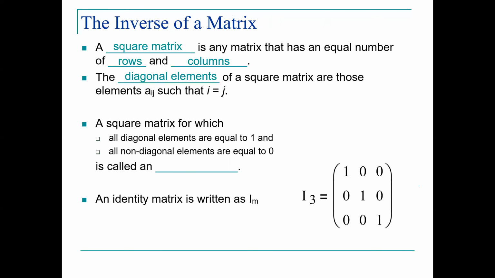A square matrix for which all diagonal elements are equal to 1 and all non-diagonal elements are equal to 0 is called the identity matrix. And here we have I3, which is an example of a square matrix with diagonal elements equal to 1 and the rest equal to 0. So this is an identity matrix with M equals 3.